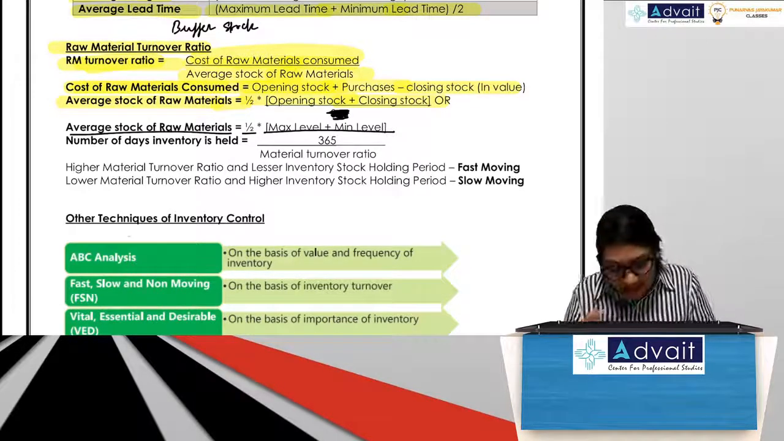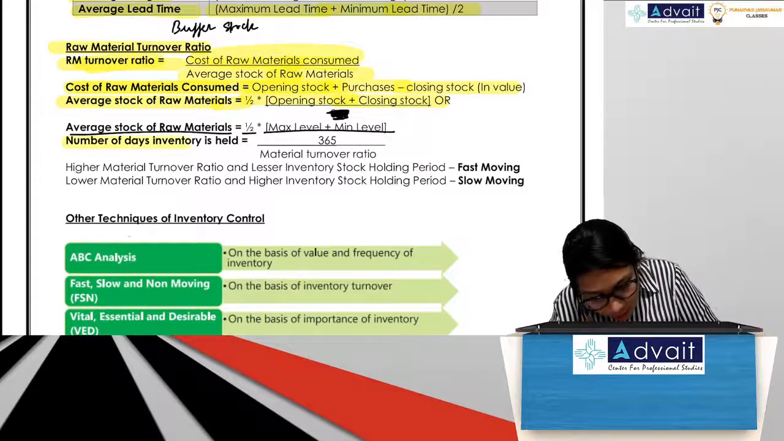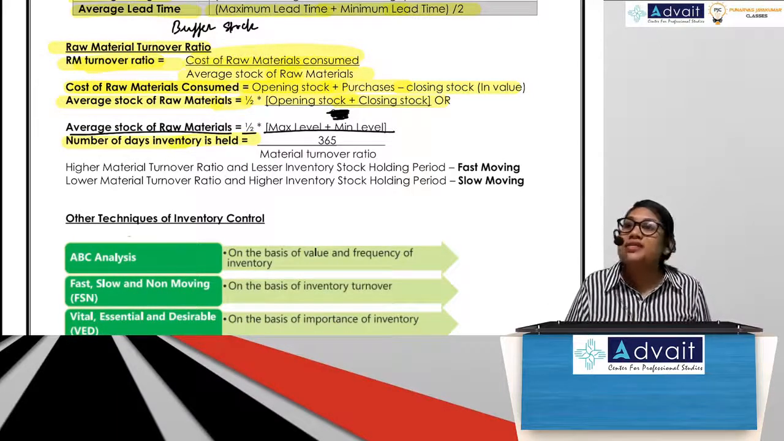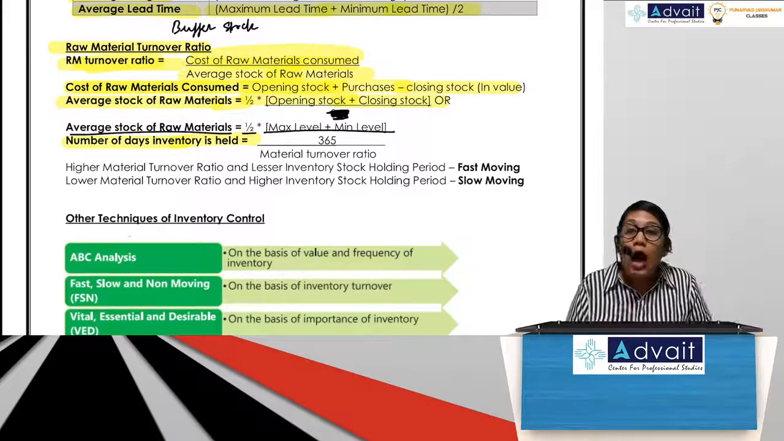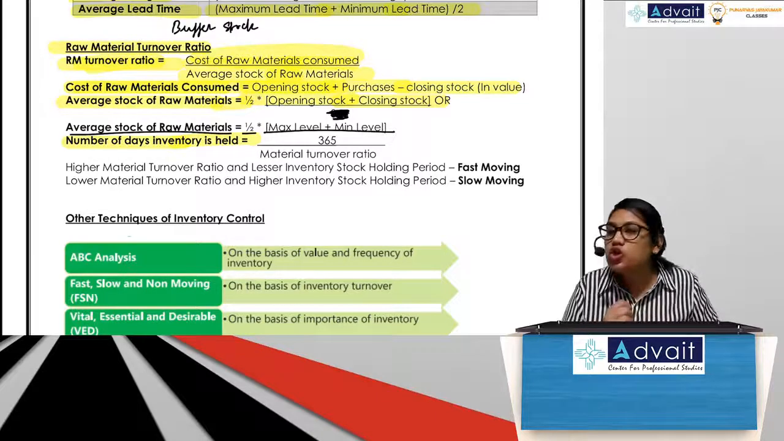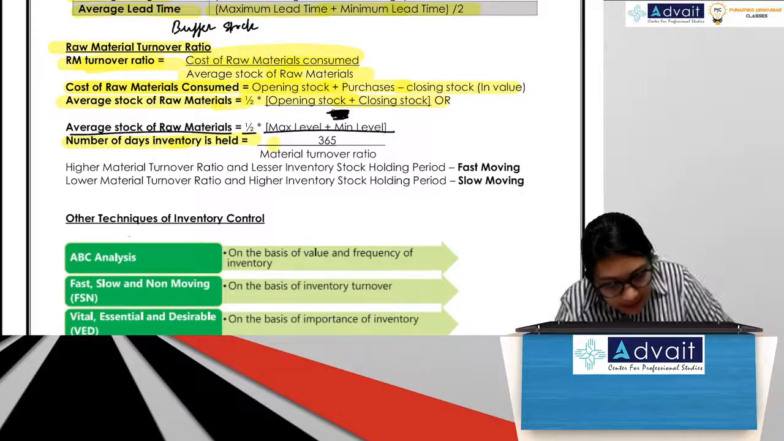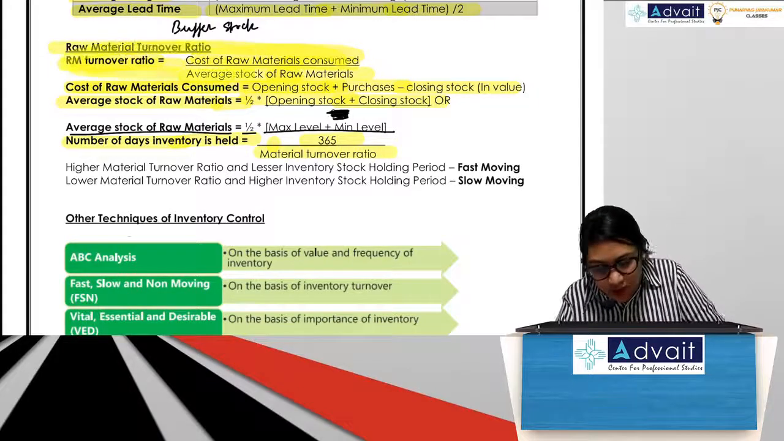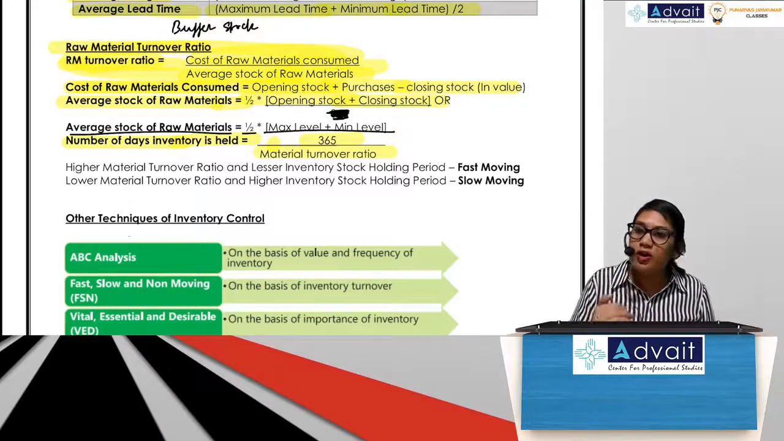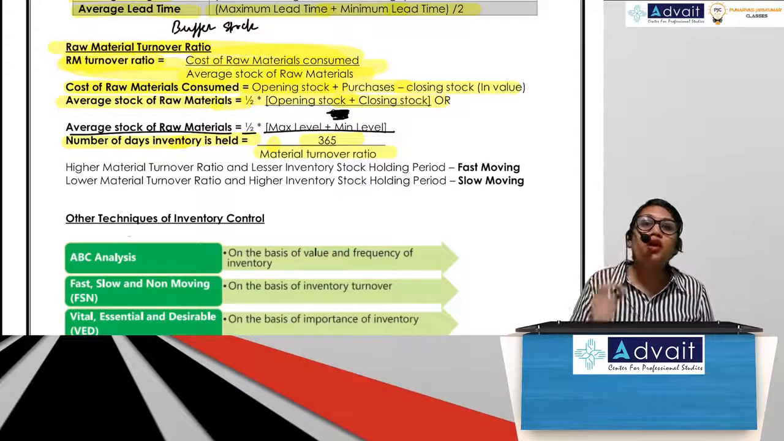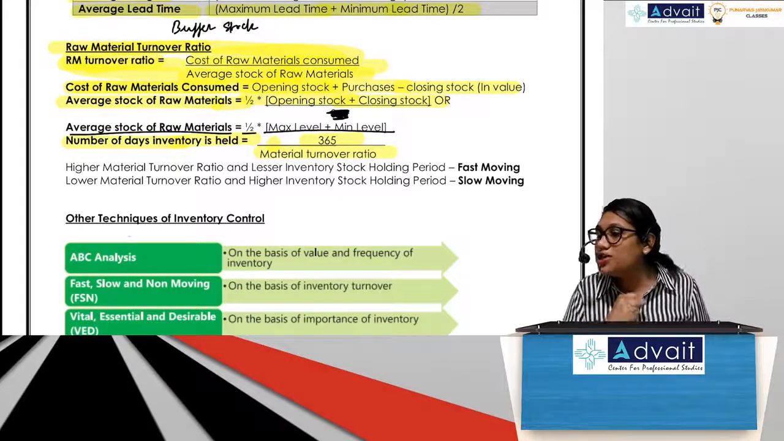Now the next thing is number of days for which inventory was held. This helps us in calculating for how many days that inventory was sitting in our warehouse. How do you calculate this? The formula is 365 by material turnover ratio. You would have calculated your raw material turnover ratio. Whatever you get, 365 by raw material turnover ratio gives you your number of days for which inventory was held.